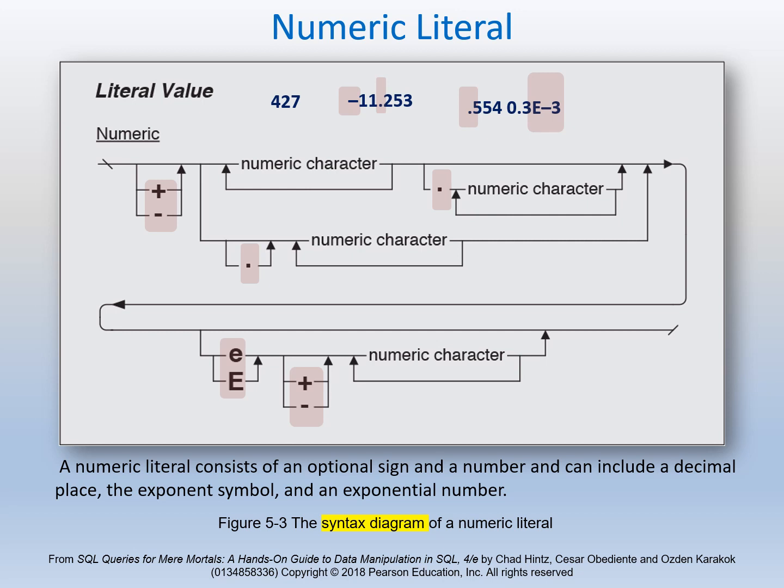Now, I say optional because you are not required to only use decimals or only use numeric literals with exponents. That is why I say optional, because you can have a whole number as in 427. You can have a negative decimal number as in negative 11.253, or you can have a number to the exponent of a negative 3, as in the third example here.